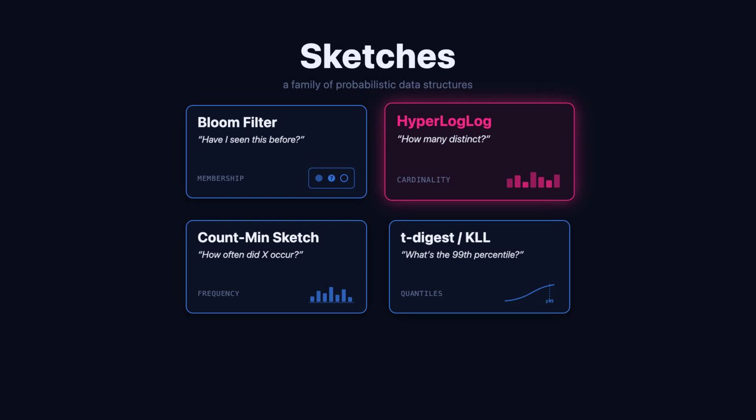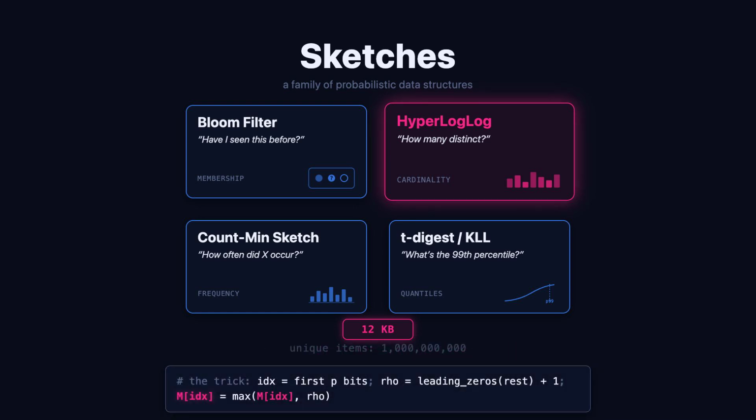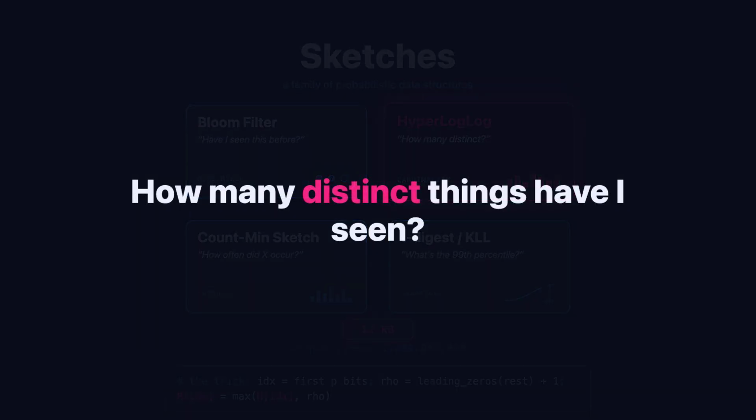Each one sacrifices exactness for a guarantee about the size of its error. In return, it gives you a data structure whose size doesn't grow with the data. The lesson is one of the most useful in systems engineering. If your problem doesn't truly need exactness, the right approximation can be thousands of times cheaper than the right answer. HyperLogLog is the one to remember when the question is, how many distinct things have I seen?